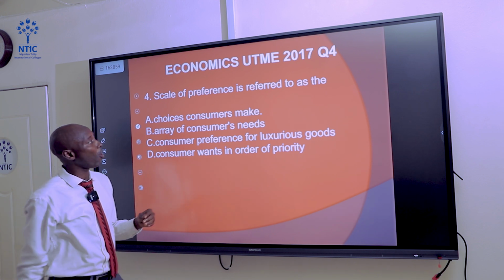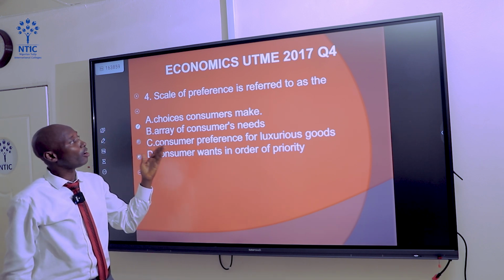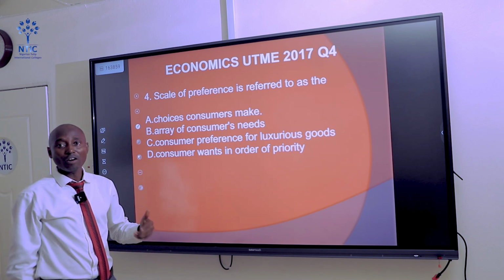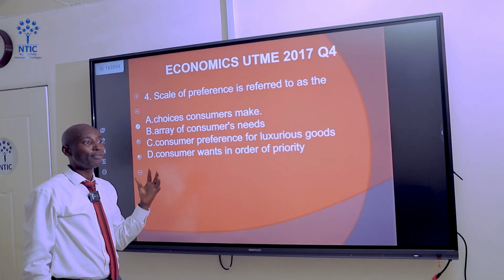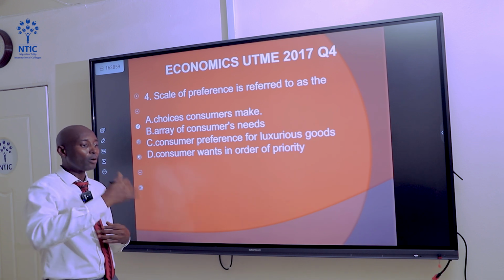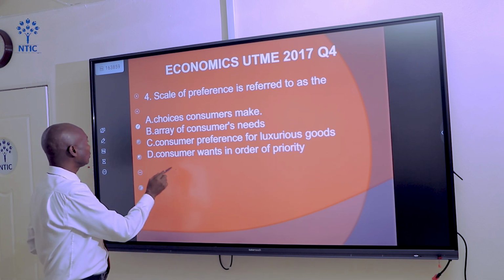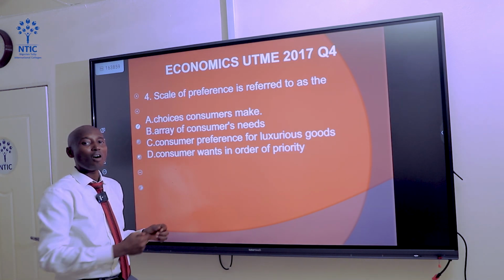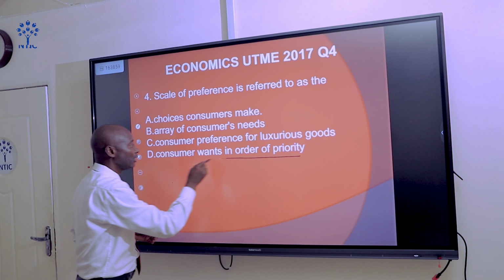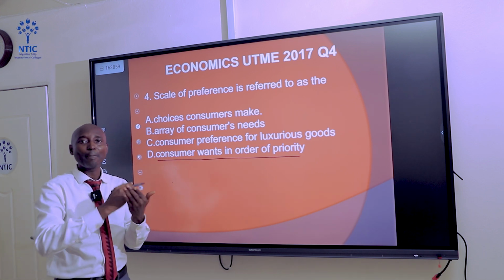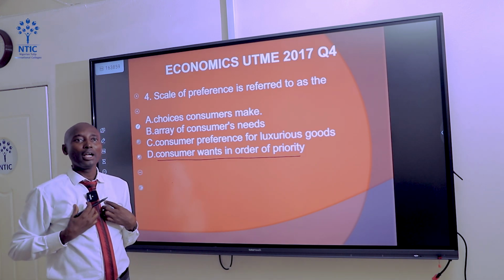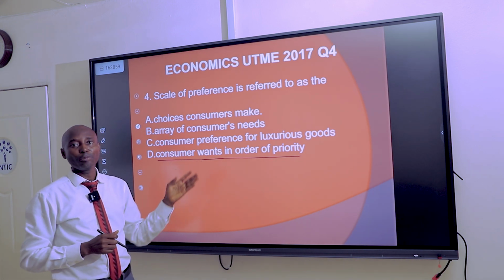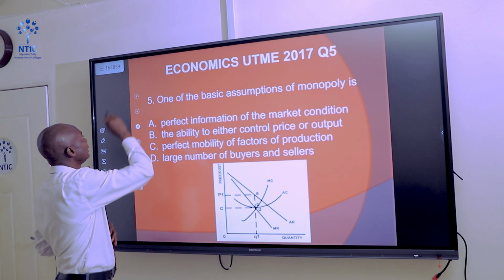Let's move to question 4, which is: the scale of preference is referred to as what? When you scale your preference, it means that you arrange your wants according to how you need them most. So that is what the scale of preference is all about. Consumer wants in order of priority. We all have priority. If I arrange my priority now, you will see that my wants will vary according to how I prefer them. So also another person. We can't have the same scale of preference. It is bound to be different.